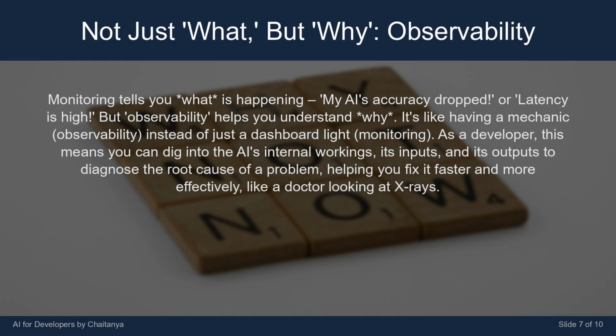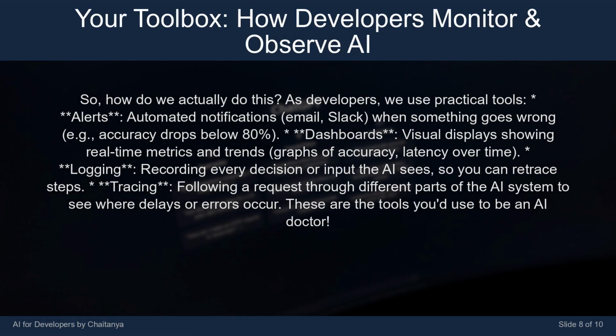Monitoring tells you what is happening. My AI's accuracy dropped. Or latency is high. But observability helps you understand why. It's like having a mechanic, observability, instead of just a dashboard light, monitoring. As a developer, this means you can dig into the AI's internal workings, its inputs, and its outputs to diagnose the root cause of a problem, helping you fix it faster and more effectively, like a doctor looking at X-rays.